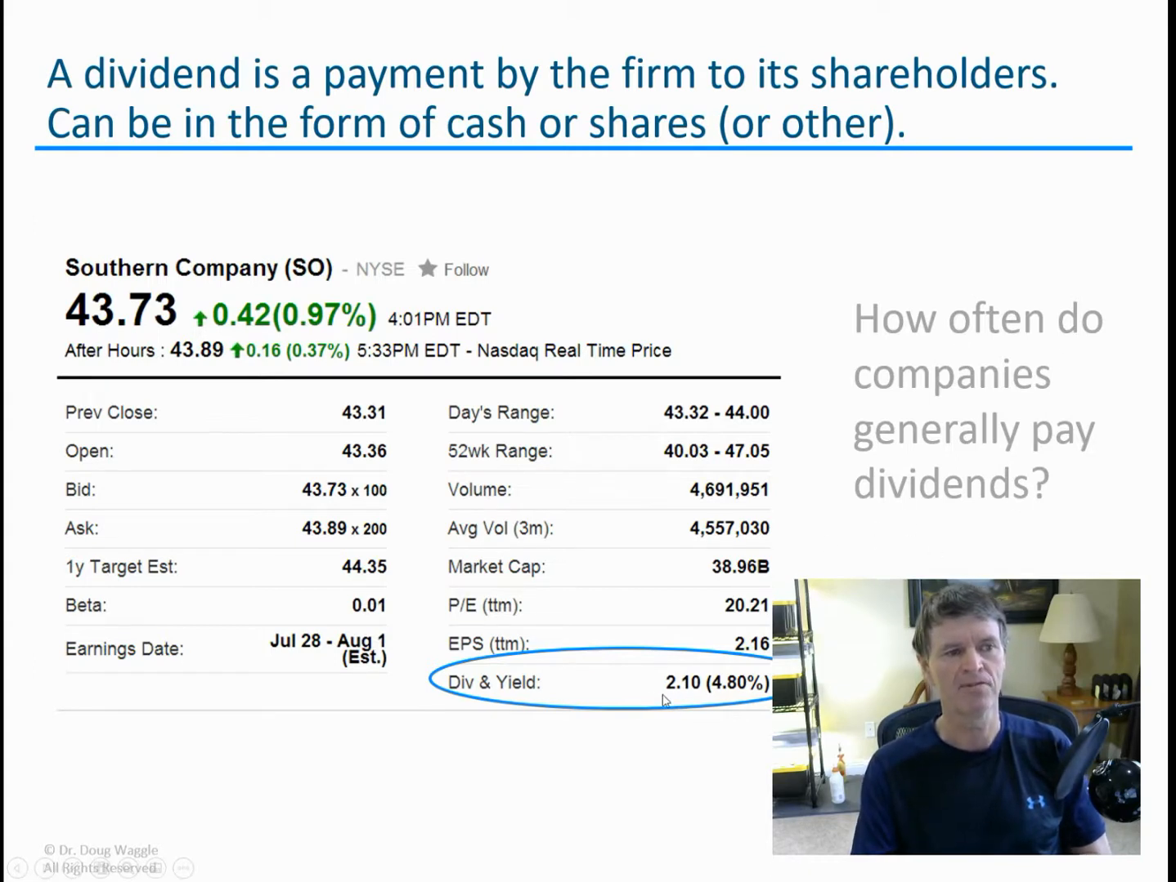So if the annual dividend is $2.10 here, we would be paying roughly a fourth of that each quarter. Well, I say roughly a fourth of that because the company may be increasing their dividend over time, and so that could change going forward. We also could have a decrease in dividends, but those are less common.